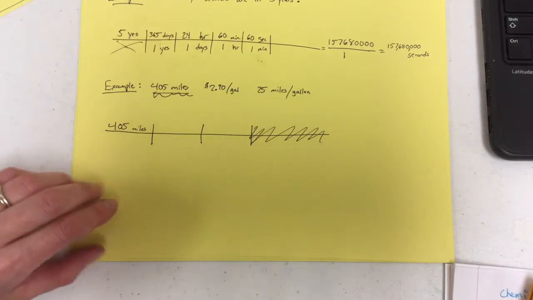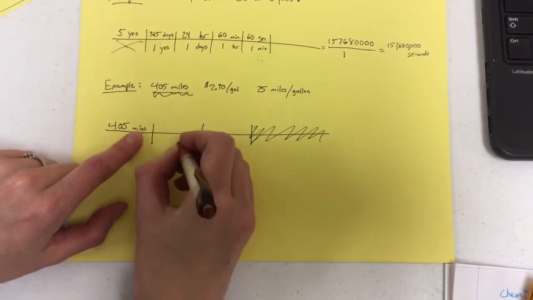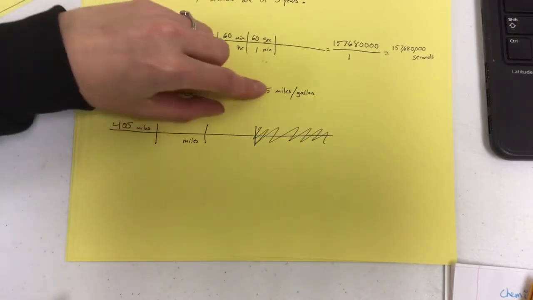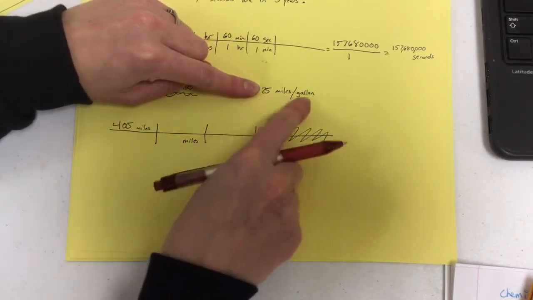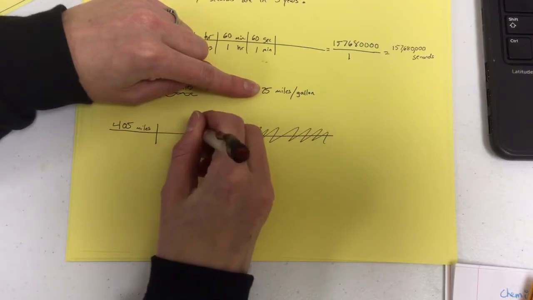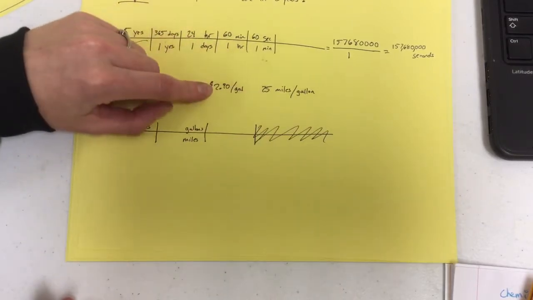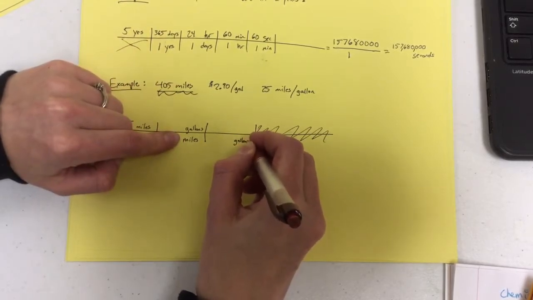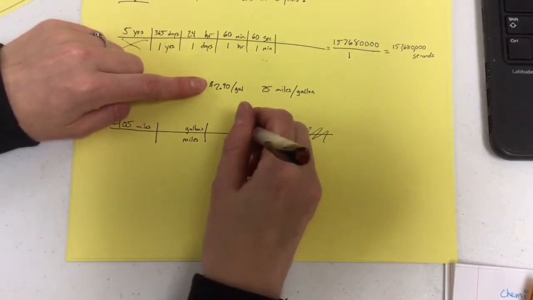Sometimes it poops out on me. Okay, so I got to get rid of the miles, and the only conversion factor I have up here that has miles in it is this one. So it goes from miles to gallons, so gallons is going to end up being on the top. And then this one has gallons. Gallons is what I got to get rid of, so I'm going to put that on the bottom. And then dollars are going to be on the top.